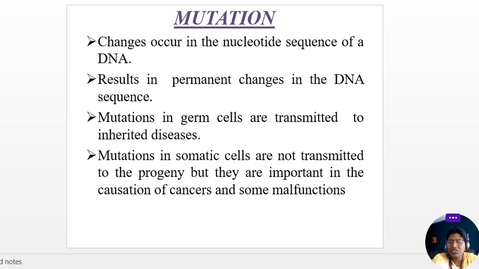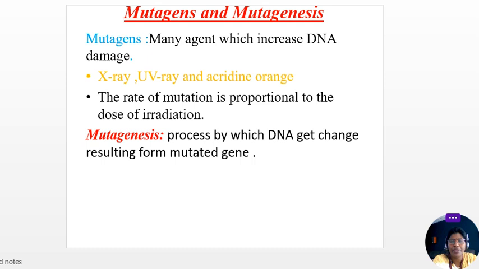So if the mutation occurs in the germ cells, and that mutated germ cell is transmitted to a human being, it will produce inherited diseases. Whereas a mutation in the somatic cells is not transmitted, but it causes cancer and some malfunction in human beings.